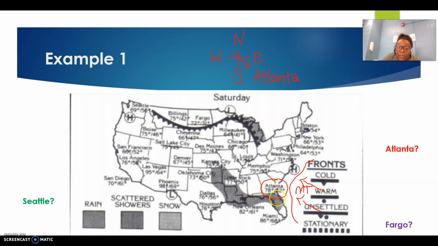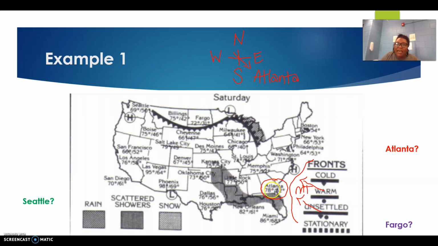We'll see that right below Atlanta, we have some rain or scattered showers. That was here. A little bit of rain here. And there's no fronts or anything near Atlanta. There's no pressure systems near Atlanta. So there's a very small chance of rain happening.